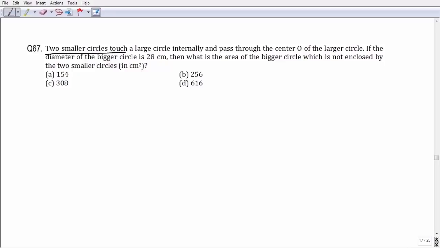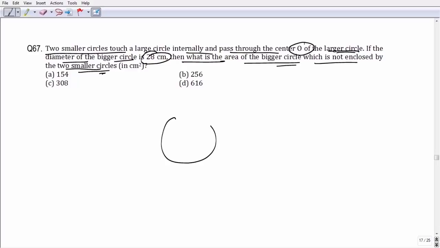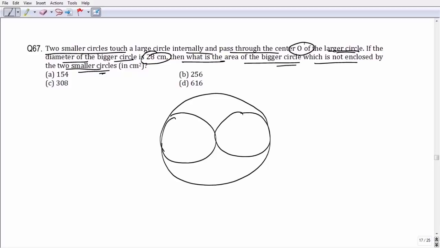It says that two smaller circles touch a larger circle internally and pass through the center O of the larger circle. If the diameter of the bigger circle is 28 centimeters, then what is the area of the bigger circle which is not enclosed by the two smaller circles? Now, the diagram wants to convey the message that there are two circles within a bigger circle, and this being the center of the bigger circle, they have a common diameter.